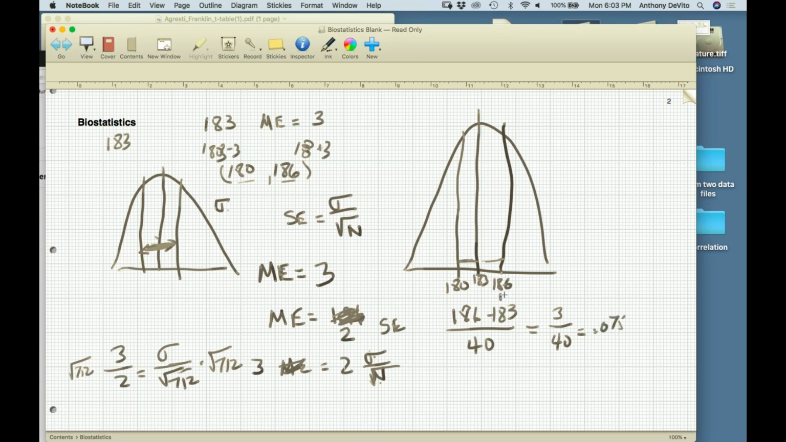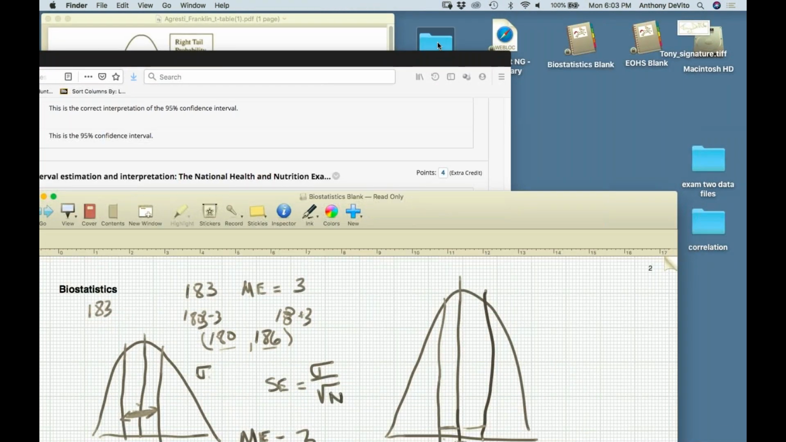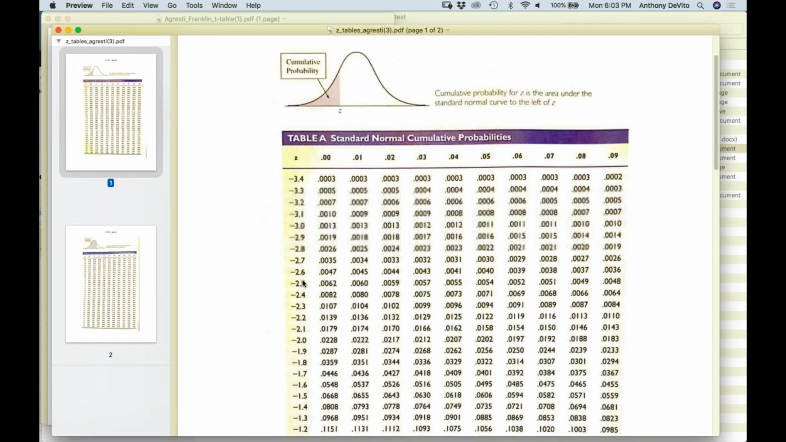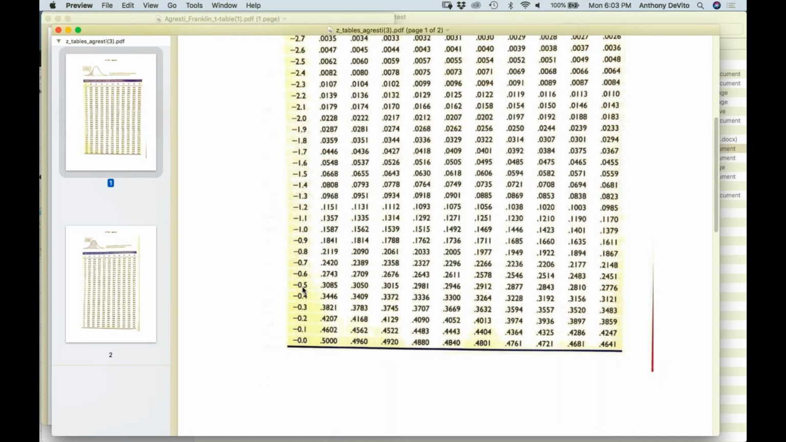So the z-score here is plus 0.075, and the z-score here is minus 0.075. So I'm going to go to my z-table now. See if we can find my z-table. Okay, minus 0.075. It looks like it's about somewhere in here. I'm going to say 0.47.